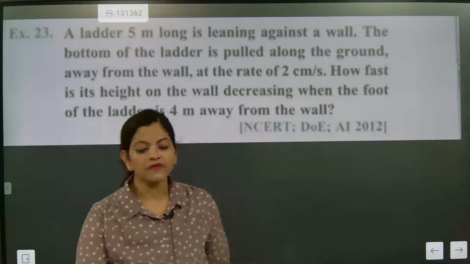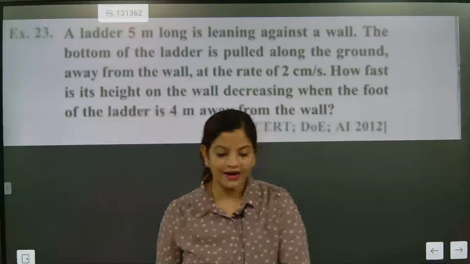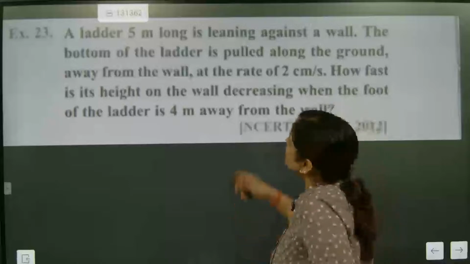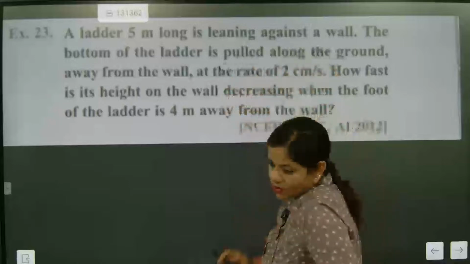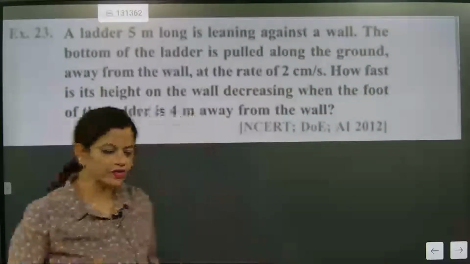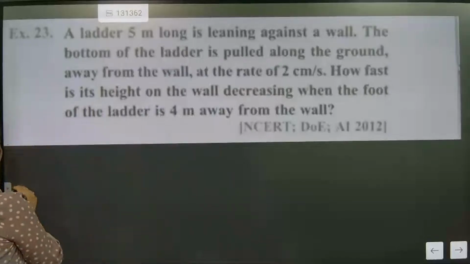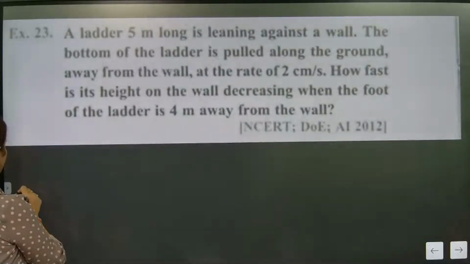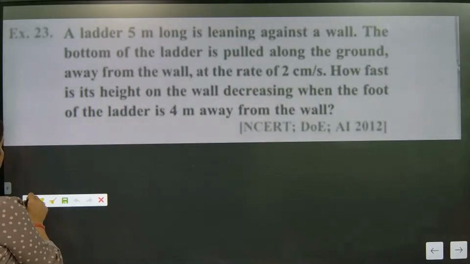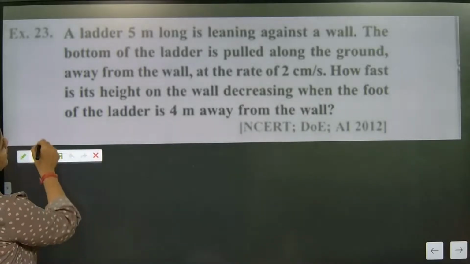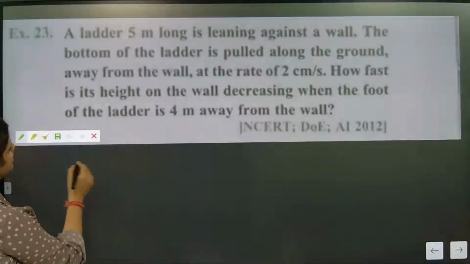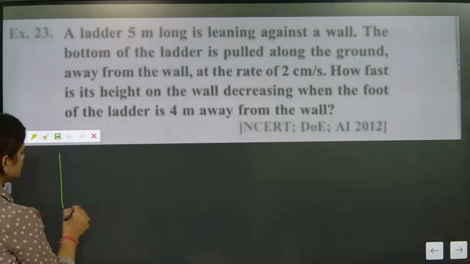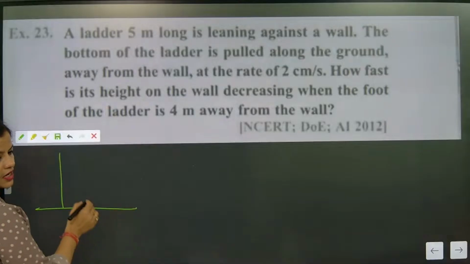Now look here, beta. Let's start the class, please. Now look here, the ladder is there. What they're telling is, a ladder 5 meter long is leaning against a wall. So one by one, we'll try to cross it out and solve. What is the length of the ladder given, beta? A ladder of 5 meter long is leaning against a wall. So this is exactly the wall, and the ladder is leaning.